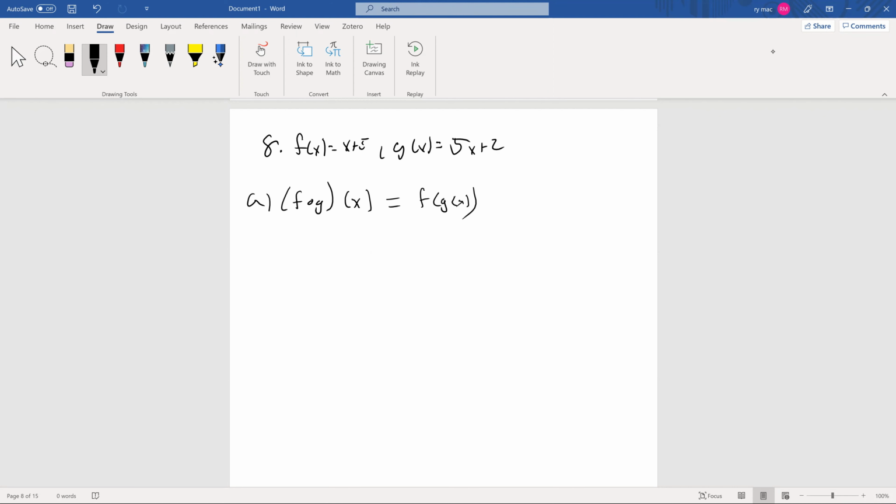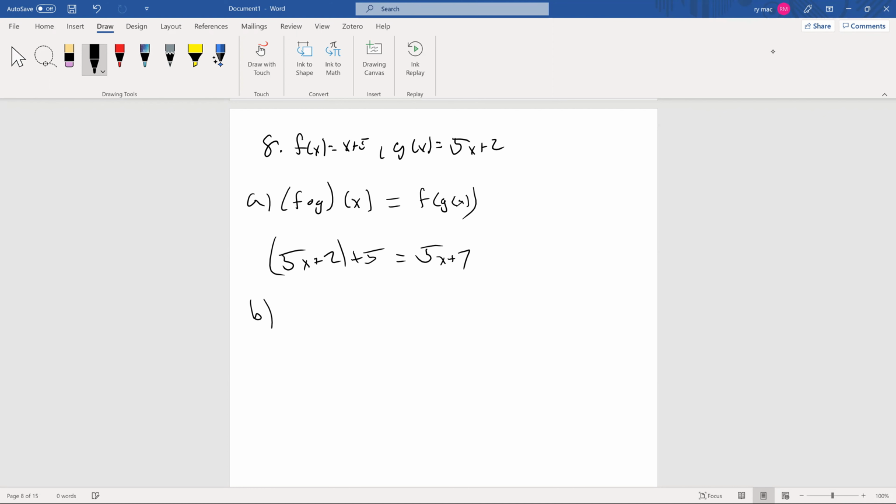So that one's just going to be plugging in 5x plus 2 for x in f of x, which doesn't end up being too complicated. You could put parentheses if you want to show that you are plugging in. And that just ends up being 5x plus 7.